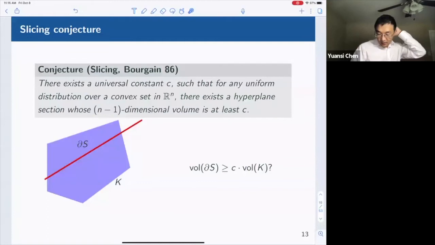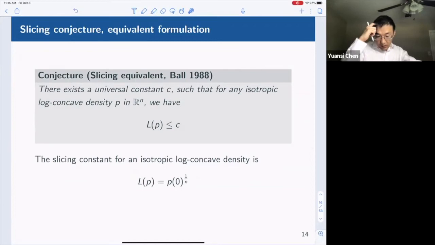This is a very geometric representation of the conjecture. There's also a more mathematical version, proved by Ball in 1988, where he shows that Bourgain's slicing conjecture is equivalent to saying that there exists a universal constant such that for isotropic log-concave densities, the slicing constant, denoted by L_p, which is the density at zero to the power one over dimension, is less than a universal constant.